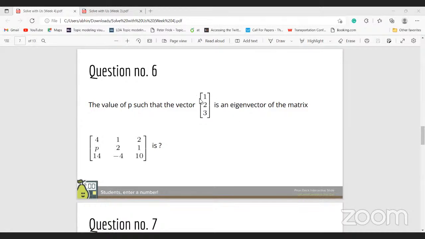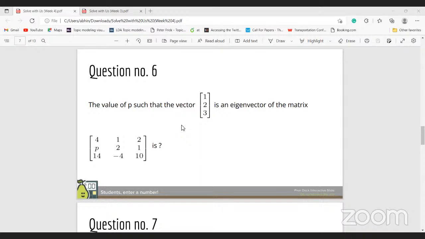Okay, any doubt in this question? Anyone who is not able to solve? So in question 6, sir, how to find this lambda value? Okay. See, you will get two particular equations. If you use Ax equal to lambda x, you will have the matrix 4, 1, 2; p, 2, 1; 14, minus 4, 10, multiplied with 1, 2, 3, equal to lambda times 1, 2, 3.